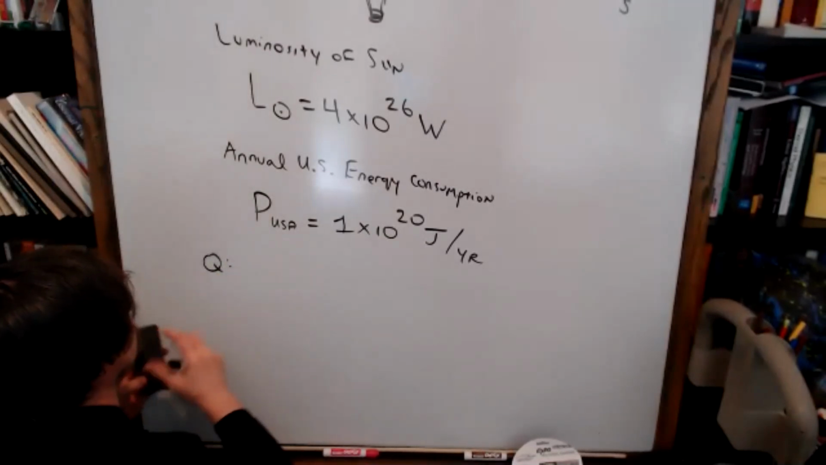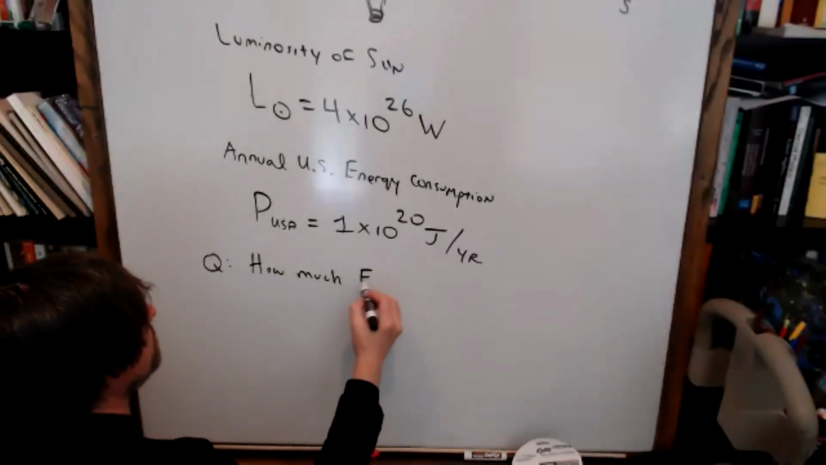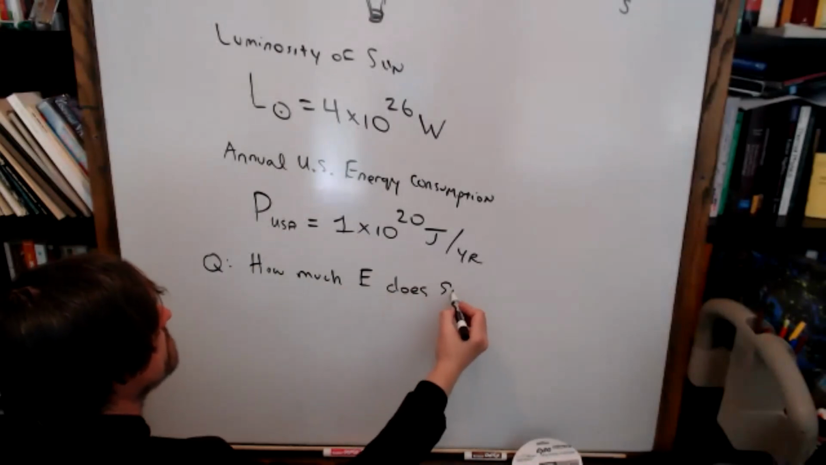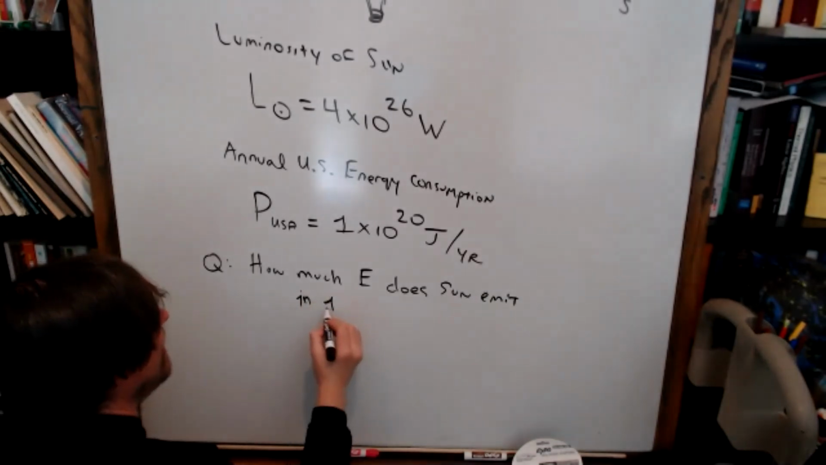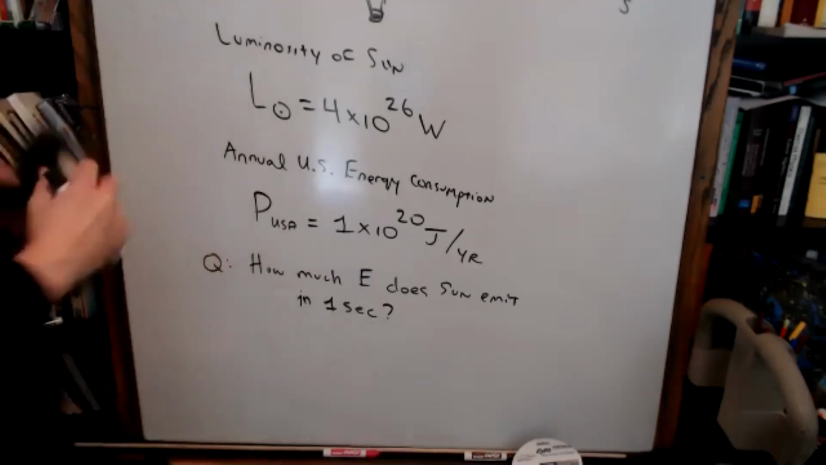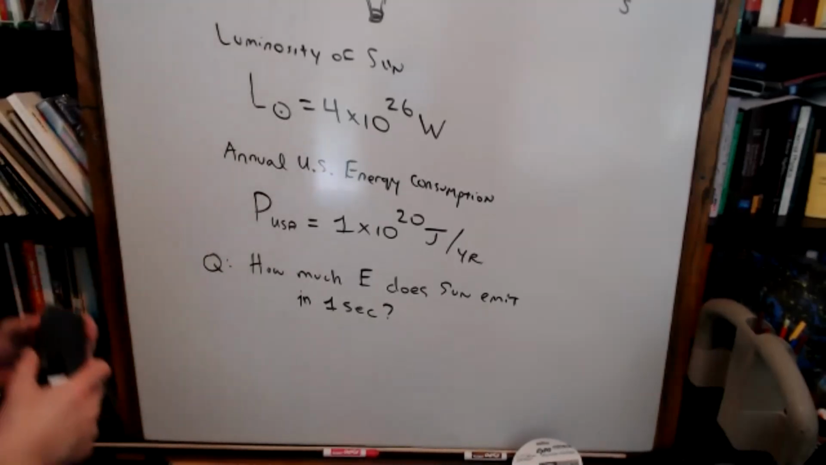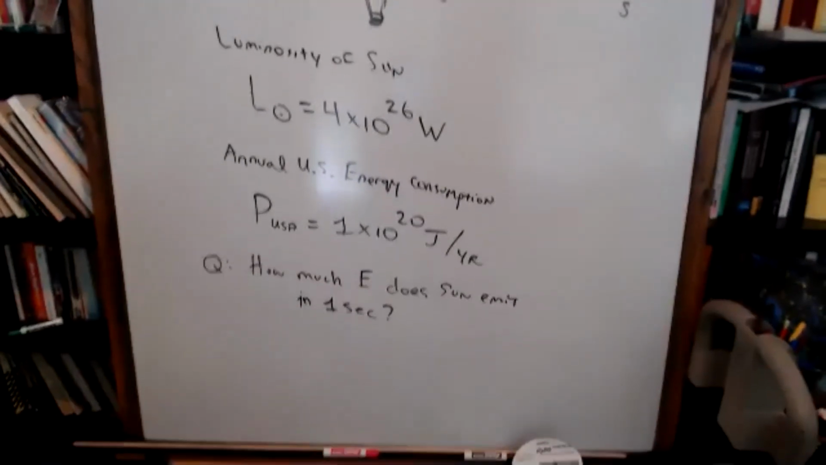How much energy does the sun emit in 1 second? So if you could capture all the photons coming off the sun, how much energy would you have? Could someone answer that question for me?